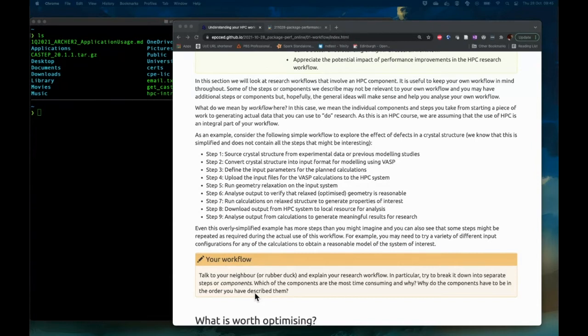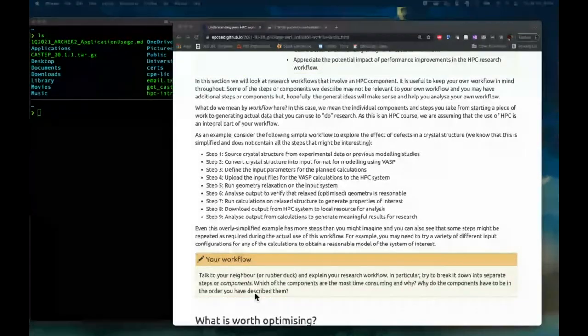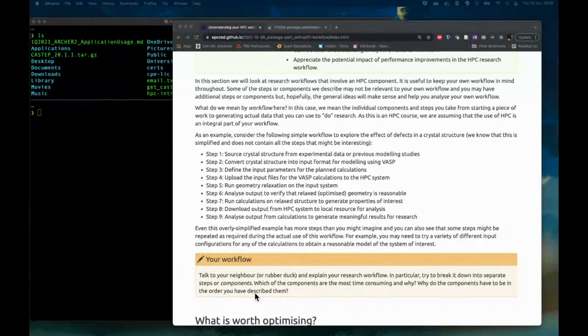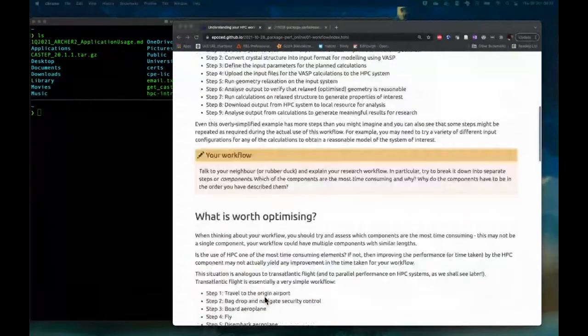There's an exercise here that we'd usually do when we're teaching in person, but it doesn't work so well when we're remote and online as we are at the moment. But you can maybe bear in mind it might be a useful exercise for you to do at some point, to try and break down your workflow into its separate steps and understand which ones depend on HPC, which ones don't, and things like that, in the context of what we're talking about here.